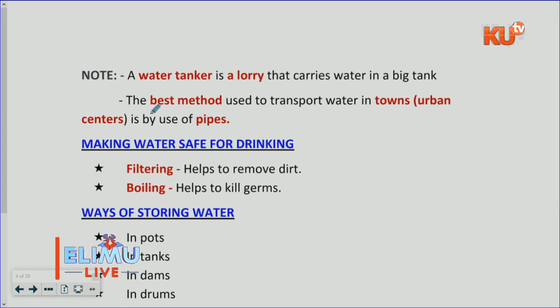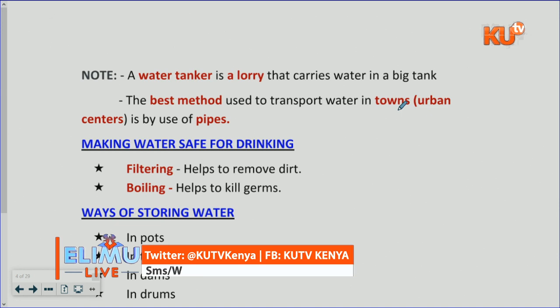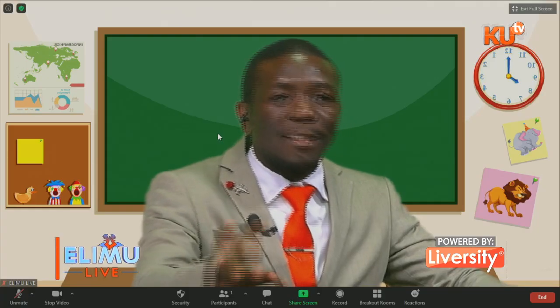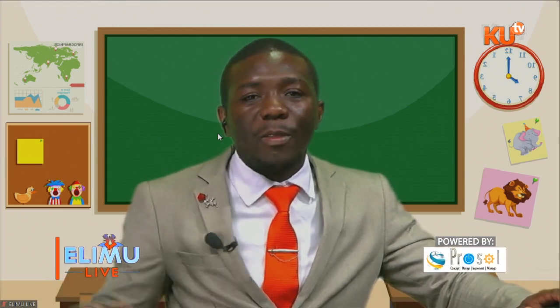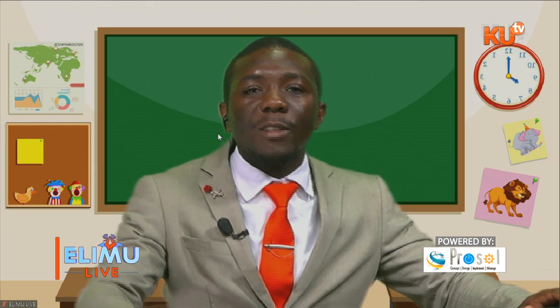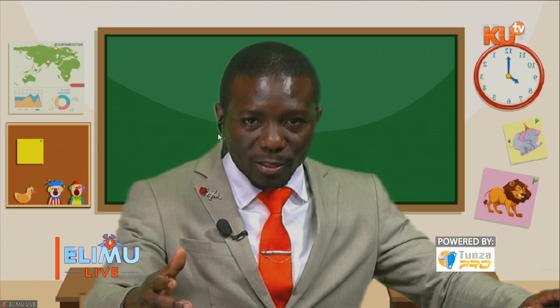The second point to note, if you're a candidate or any learner: the best method used to transport water in towns, the other name for towns is urban centers or urban areas, is by use of pipes. And the best method used to transport water in rural areas is by use of animals. Remember, people carry water on their heads. We can carry them using our hands. Some communities carry on their backs. So you can even use animals like donkeys and oxen. So use of animals is the best in rural areas.